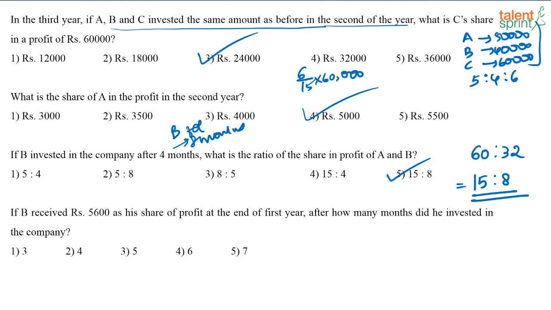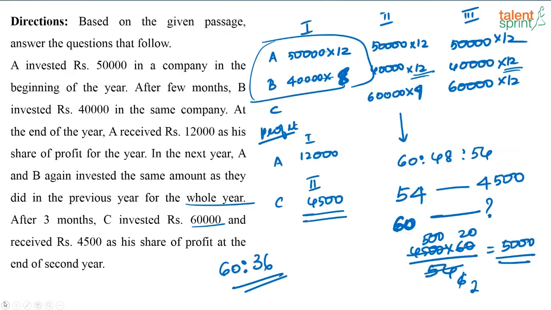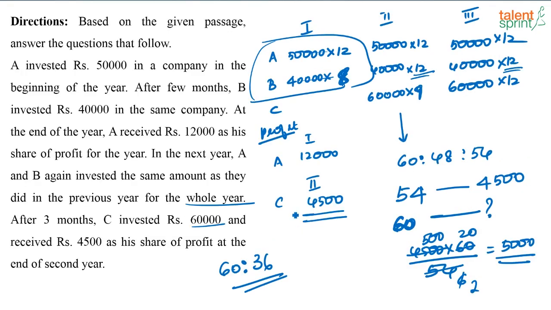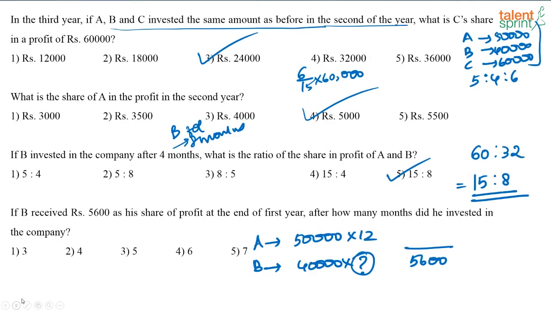Again, that's very easy. If you look at the first year, let's go back. Here A is investing 50,000 rupees for 12 months. Let me just write it down here. A is investing 50,000 rupees for 12 months in the first year. B is investing 40,000 rupees for how many months? I don't know. Now, if you look at the profit, B is receiving 5,600 rupees as profit. You already know what is the profit that A will receive at the end of the first year. A is receiving 12,000 rupees as profit at the end of the first year. So this is the ratio in which the profit is divided.